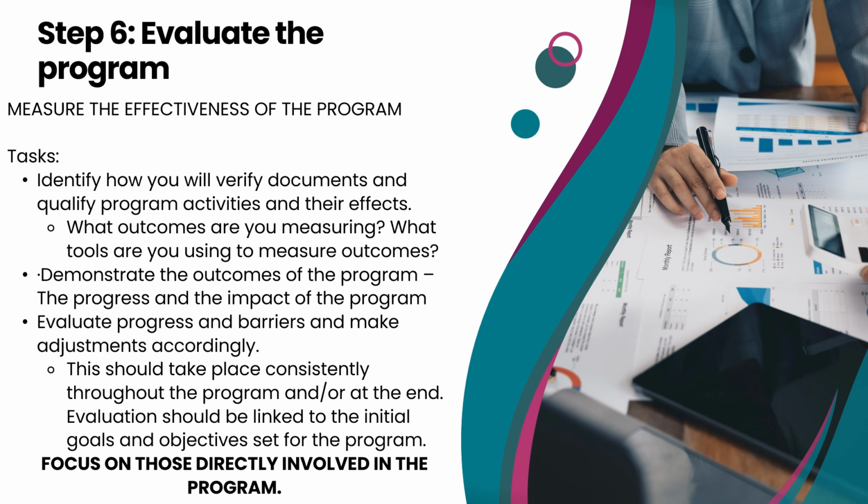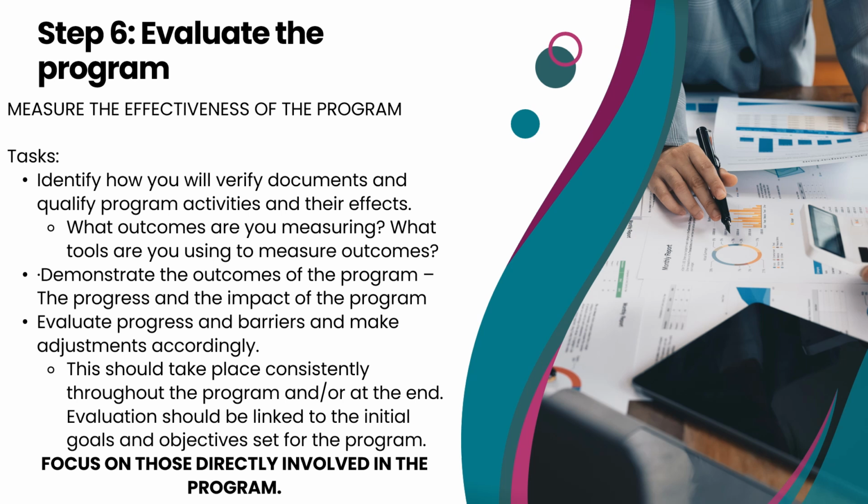And we're going to make those adjustments as we are going through. This should take place consistently throughout the program and or at the end. Okay, so we're going to do it consistently, and of course we're going to do it at the end as well. Evaluation should be linked to the initial goals and objectives set for the program. So when you go back to evaluating the program, it is going to be based off of the overall mission that you set and the goals and objectives that you put in place to implement this program.